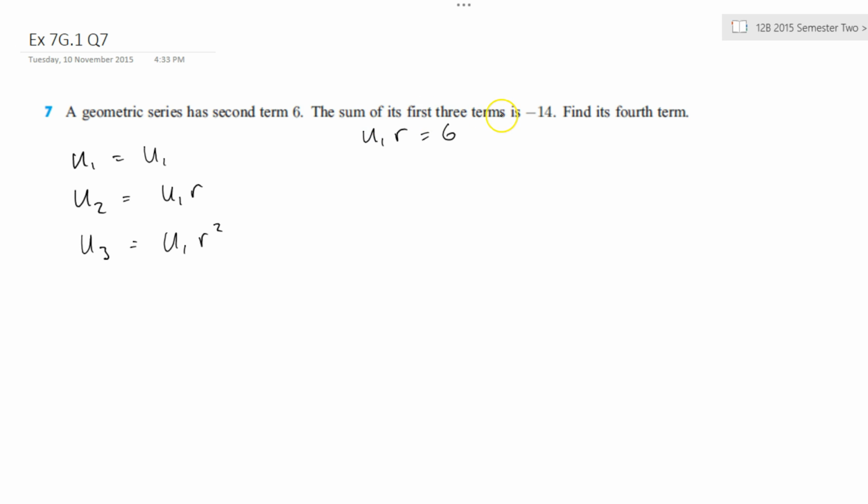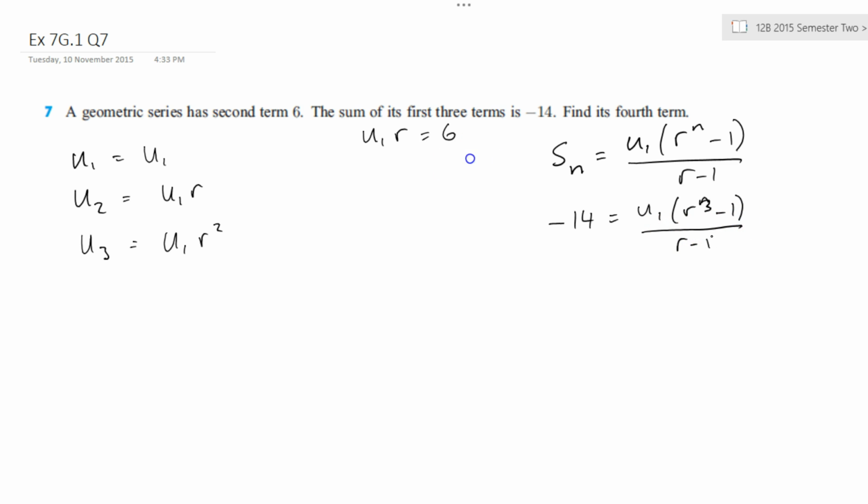We're given one other bit of information, the sum of the first three terms. So the sum of the first n terms is not mu, U1. Now, I think the ratio is going to be greater than 1 here, so I'm going to go R to the n minus 1 over R take 1. And if we fill in the blanks for this one, negative 14 is going to be equal to U1 R to the 3 minus 1 divided by R take 1.